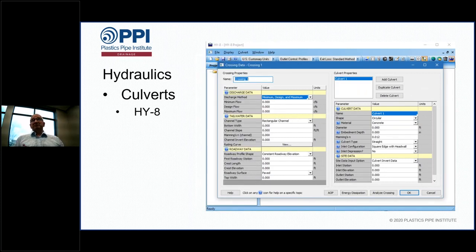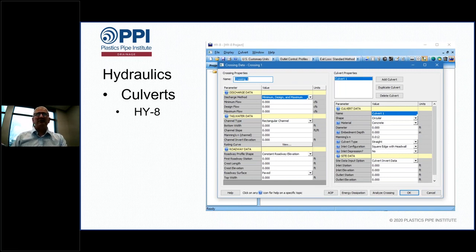But we also have free software, and everybody loves free software. Federal Highway put out a program called HY8, which is free for download. If you do a search and type in Federal Highway HY8, it'll take you to a web page where you can download this piece of software. And this is an absolute exact permutation of HDS 5 with a couple of small variations.